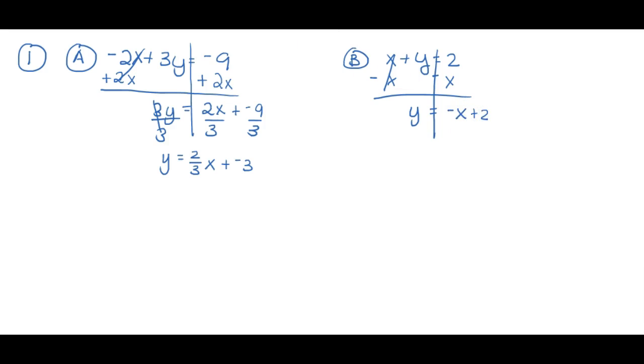And let's see, I'm just going to kind of go around them so I can easily see which one is which. So we have y equals 2/3 x plus a negative 3. Go ahead and make sure you copy these down and grab a piece of graph paper. We're going to graph them on the same graph.